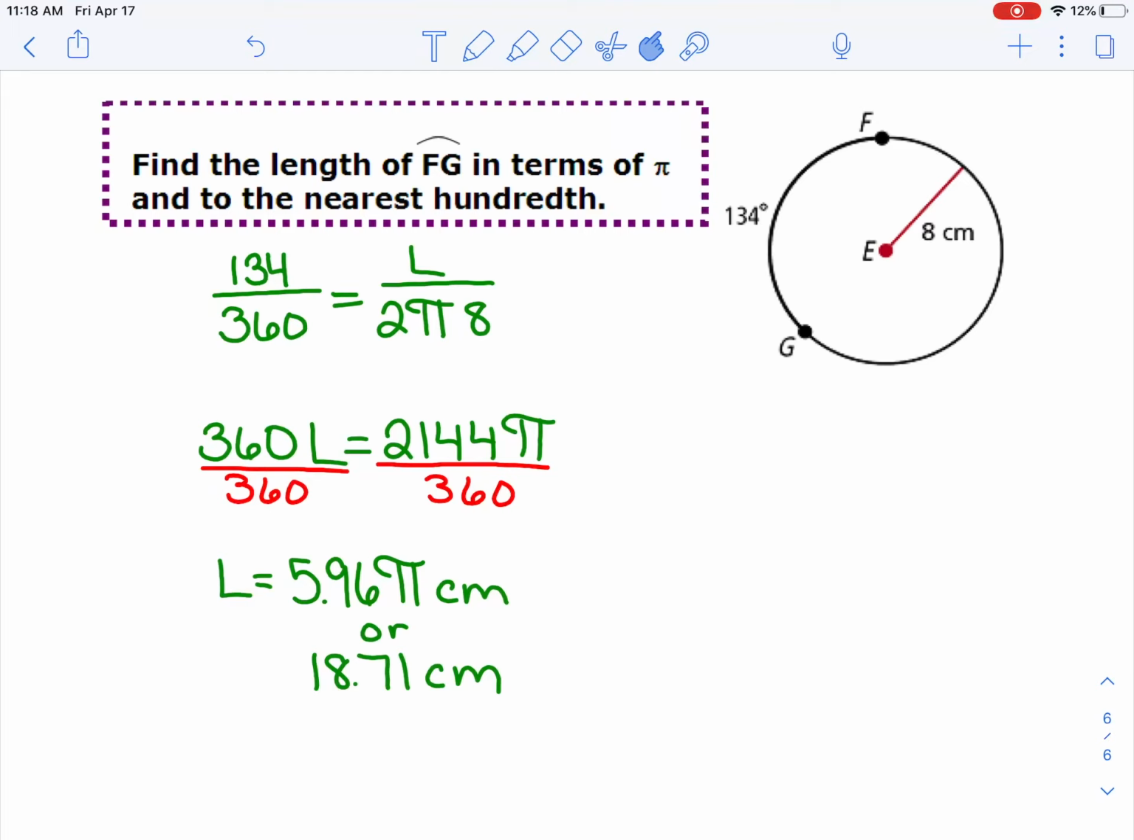So let's go over an example. Find the length of arc FG in terms of pi and to the nearest hundredth.